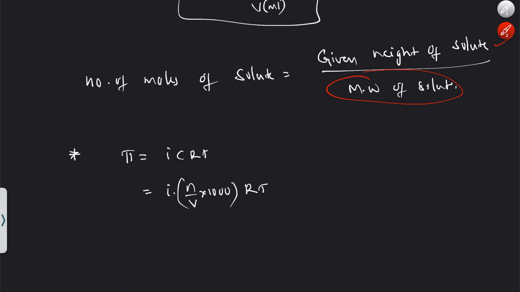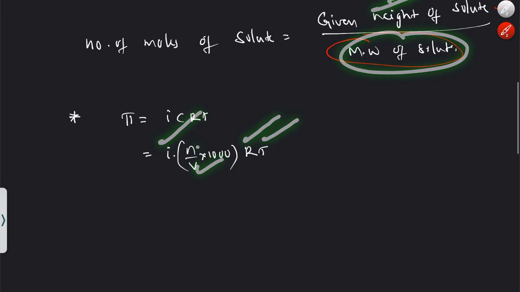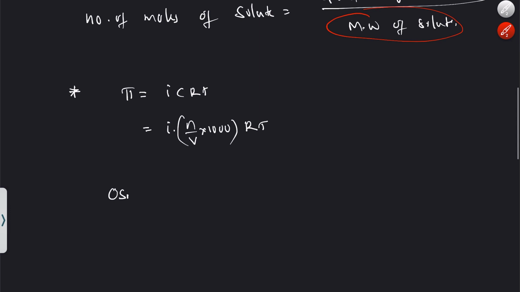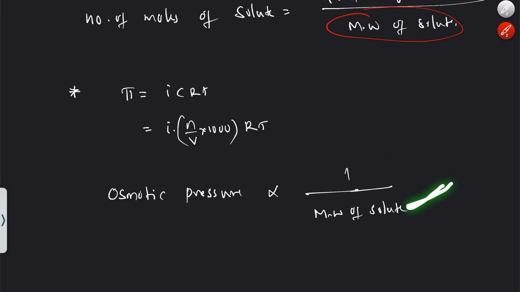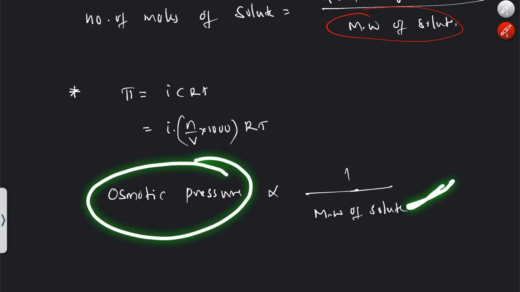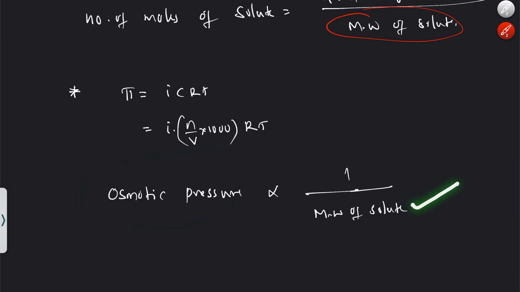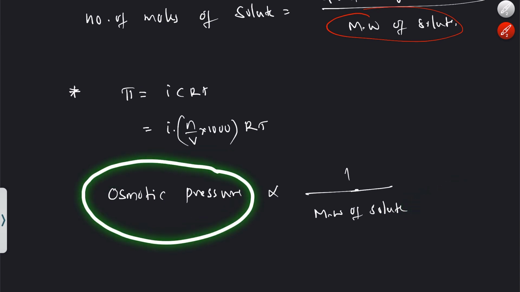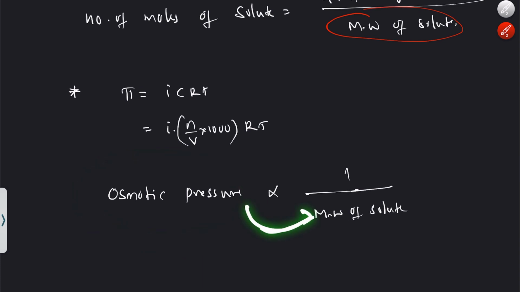RT. Now, we have discussed that i is the same for all, R is the same, T is the same, and V is also the same. And in number of moles, given weight is also the same. Then what is different? Only the molecular weight of the solute is different. So finally, osmotic pressure is inversely proportional to molecular weight of solute. That means the solute which has the highest molecular weight has the least osmotic pressure, because they have an inverse relationship.